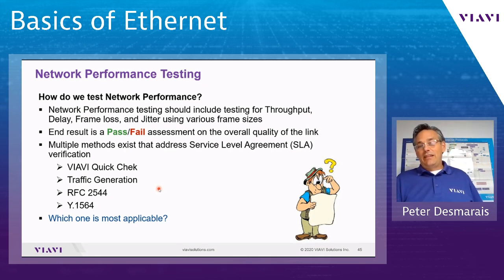There are multiple methods that exist that address service level agreements. Viavi Quick Check, Dave mentioned that. It's something that can be run standalone, or it can be run as part of the RFC 2544 or the Y.1564. What that does is it checks your connectivity and makes sure that everything's set up properly before you go ahead and run an RFC. An RFC test could run for hours, days. We don't want to be running that test only to find out that the connectivity wasn't set up properly ahead of time. So it's a quick way to make sure everything's good to go before you run that test.